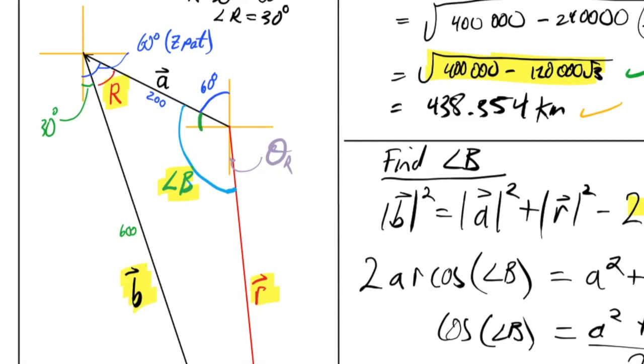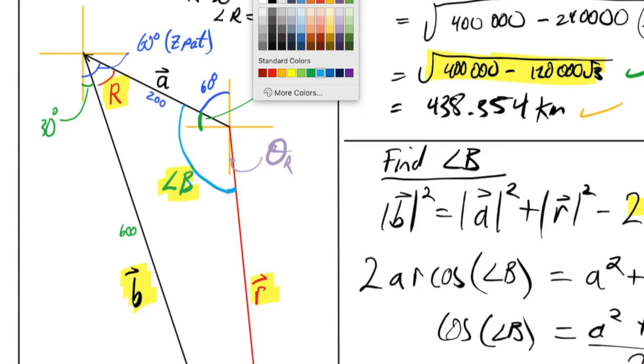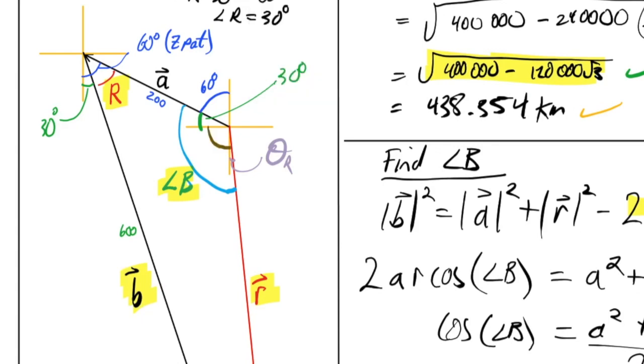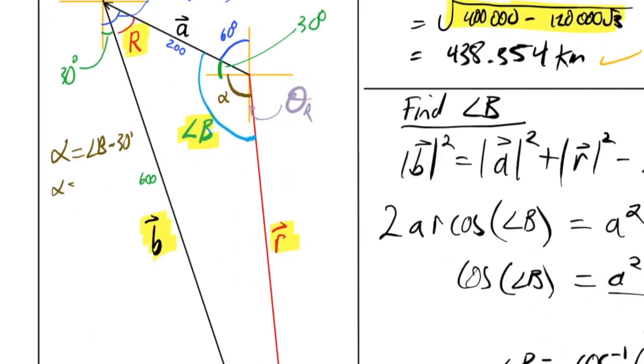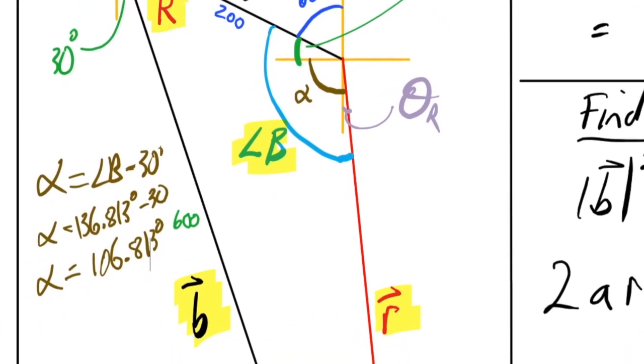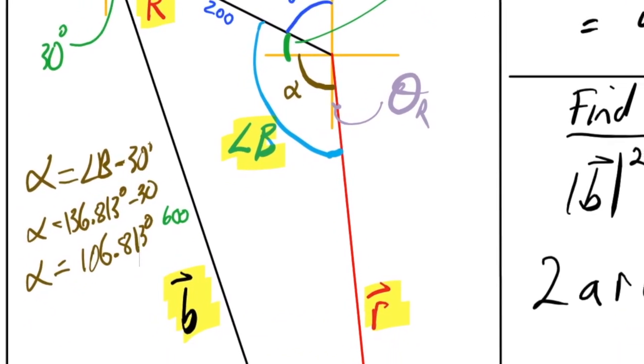This little part here, we know that's 30 degrees. Now the remaining part of the angle, and I'm really starting to run out of colors here, we'll do a brown. This remainder here, I'm going to call alpha. So alpha is equal to our angle B minus 30 degrees, that's 136.813 minus 30, and that is 106.813 degrees.